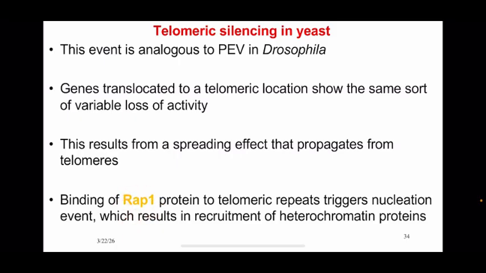Heterochromatin formation, as we said, involves 2 phases: the nucleation phase and the spreading part. So in this particular context, the nucleation phase is the binding of RAP1 that's going to identify the DNA sequence, and it will trigger the nucleation event, which results in the recruitment of other proteins that will make the heterochromatin spread from the telomeric region to these genes that are newly integrated into the region.